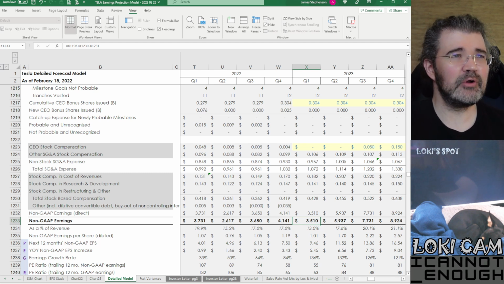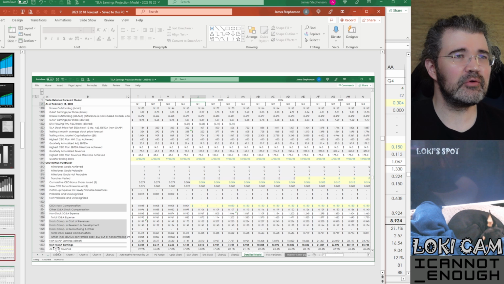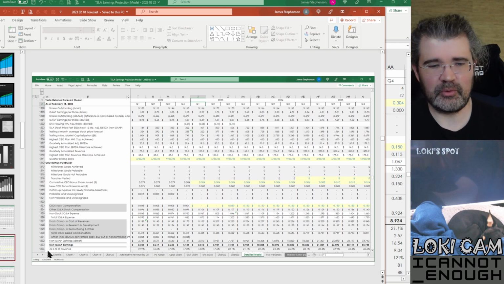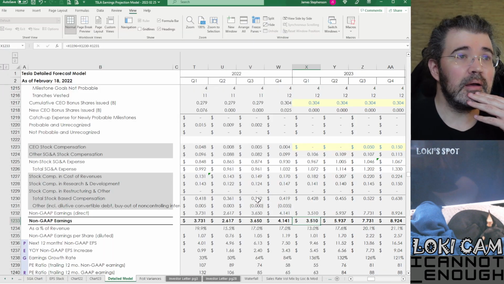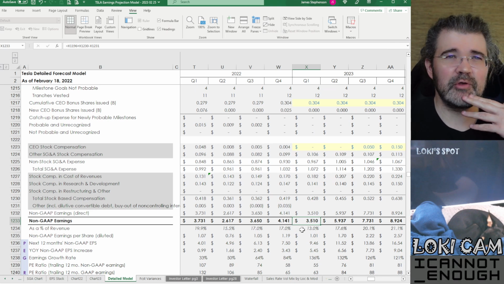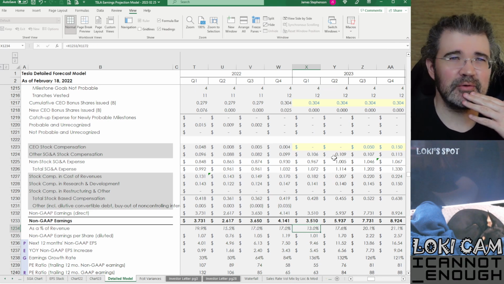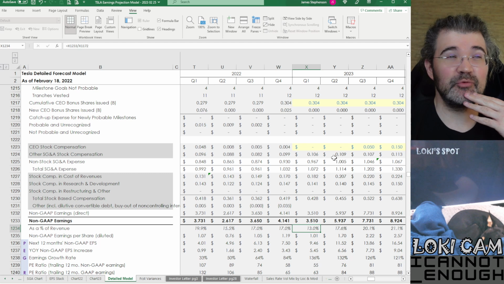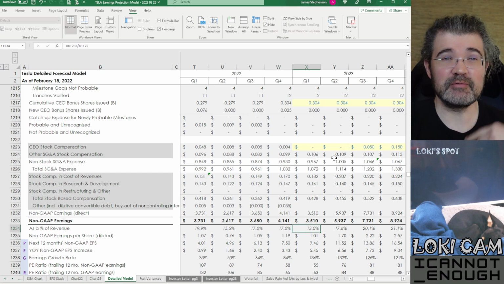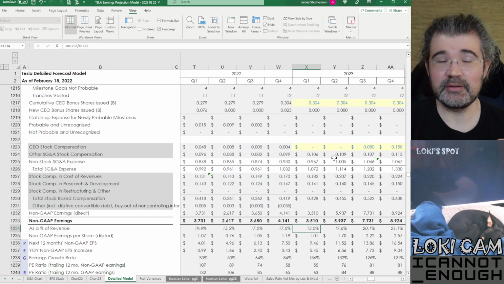And that's row 1233. Where did I say I wanted to go through? 1234. So we'll do one more row. That's the as a percent of revenue row. So this number is worse. Non-GAAP earnings as a percent of revenue falling to 13%.